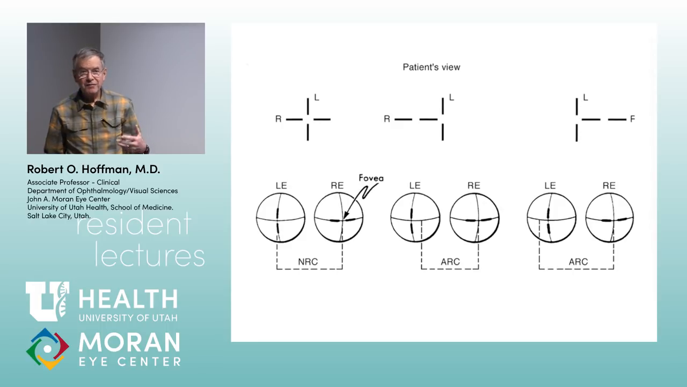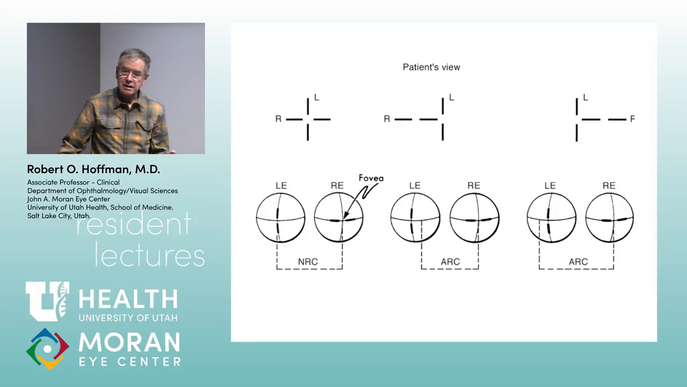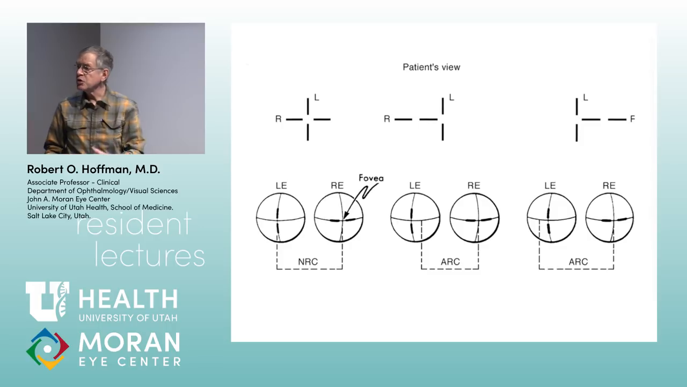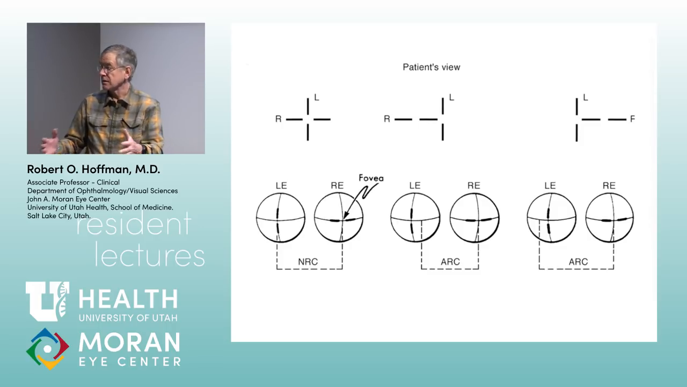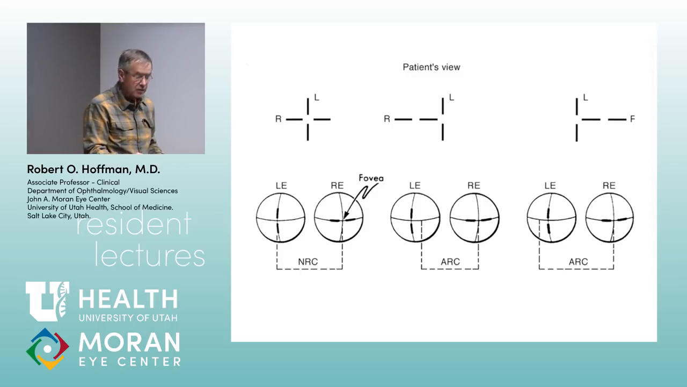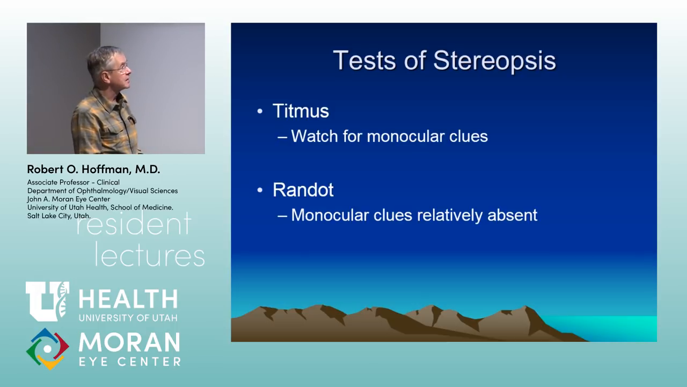non-harmonious. And what that usually implies is that somewhere in development, alignment changed. We did surgery, they got glasses, their eyes were straighter for a while. And so they grew up in two different regimes as far as ocular alignment. And that's where non-harmonious ARC comes from, develops over time.